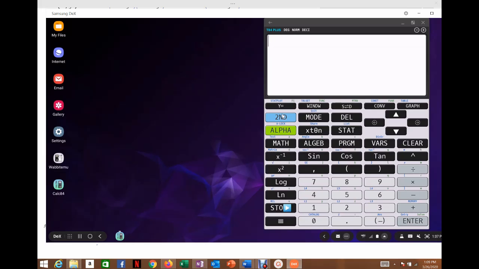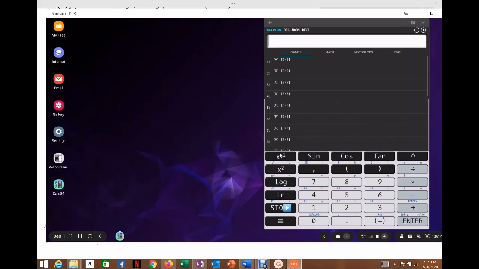And so I have to hit second, that x to the negative 1. And then a menu should show up on your home screen. And across the top, it should say names, math, and edit. So the first thing we're going to do is edit, right? We want to go here and plug in my matrix.